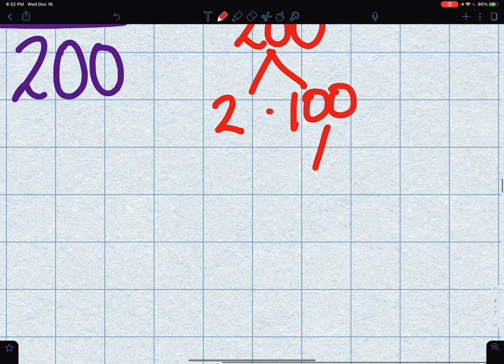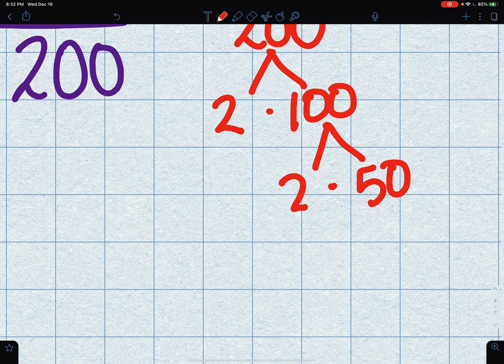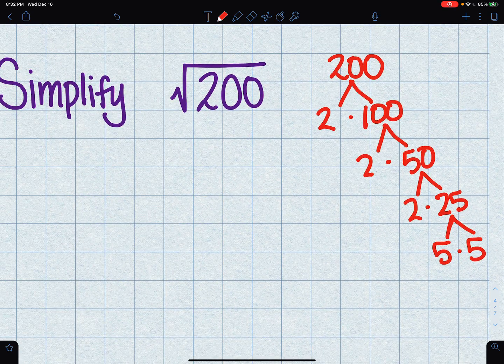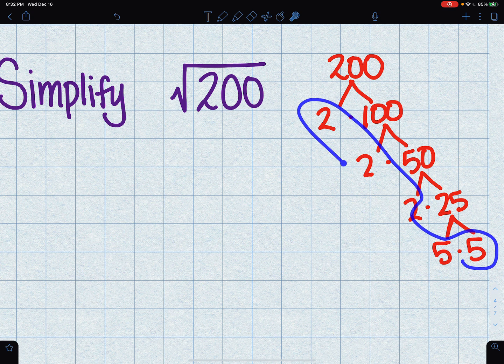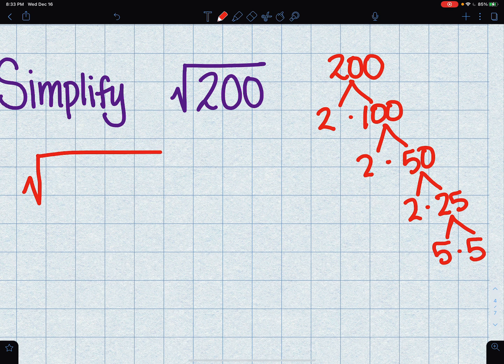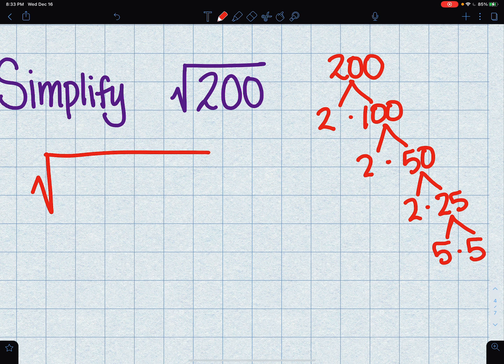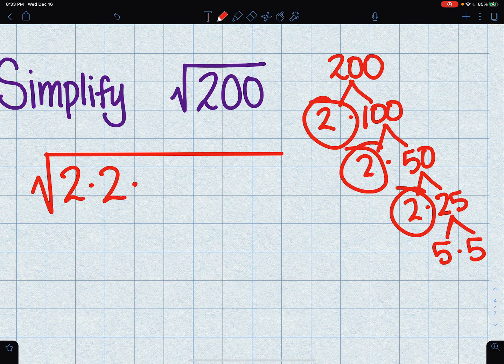And then 100 is going to be 2 times 50. 50 is going to be 2 times 25. And then 25 is going to be 5 times 5. Okay, so now I've got all my prime factors. It's all of these, right? Okay, so the square root of 200 is the same as the square root of 2 times 2 times 2 times 5 times 5.